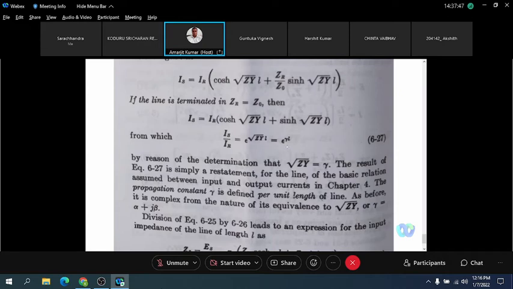If ZR is equal to Z naught, IS upon IR is equal to e to the power gamma L. This is the definition of the propagation constant, you know. Exponential of propagation constant is equal to input current divided by output current. IS is the sending end current, so the input, and IR is the receiving end, so the output. This is in line with our assumption. Basically, you can say it is a restatement.